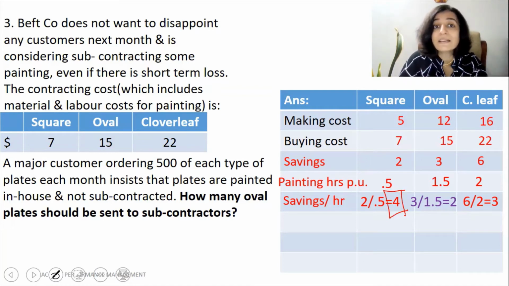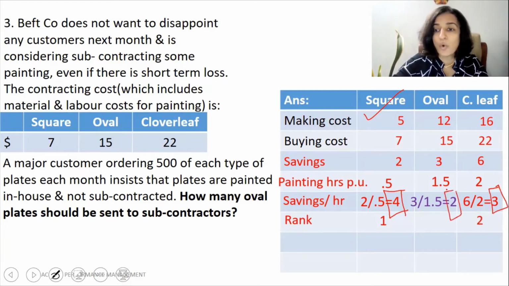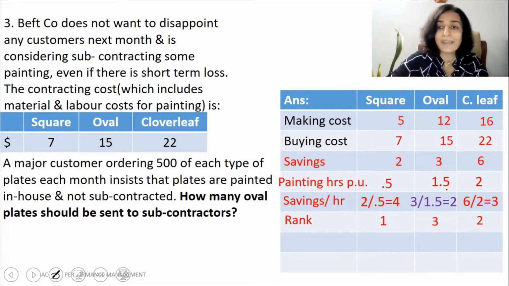Now the painting hours are limited. So we should manufacture, or we should paint, those products which give the maximum savings per hour, because the painting hours are limited, or the painting hours are valuable. So we will give rank 1 to the product square, and the next rank is for clover leaf with savings per hour at $3. The last rank is for oval with savings per hour at $2. Now we can start the painting work with square because it has got rank 1.